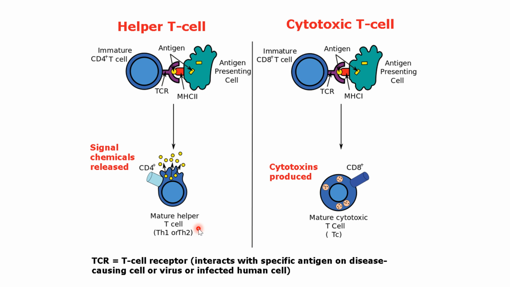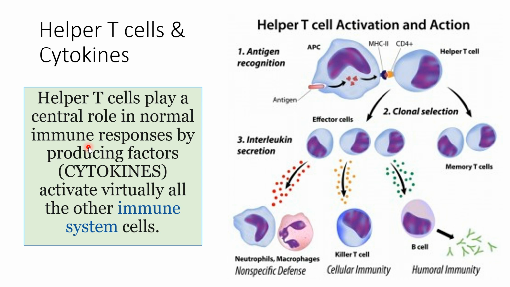Helper T cells, there's actually two types. There's Th1s and Th2s. And then your cytotoxic T cell just has these cytotoxins that are produced within the cell, where the helper cell undergoes exocytosis with those chemicals. Chemicals go outside of the cell, and they are called cytokines.